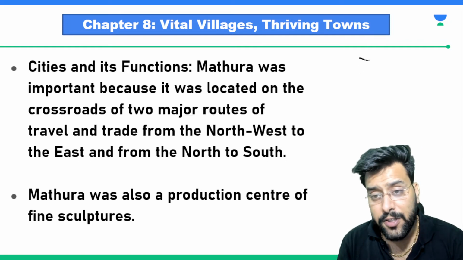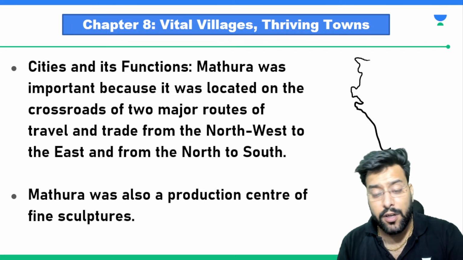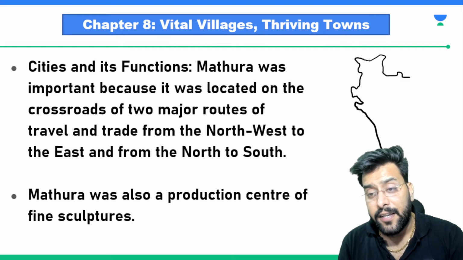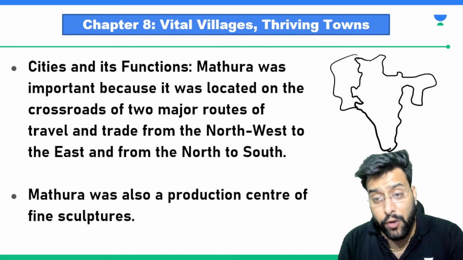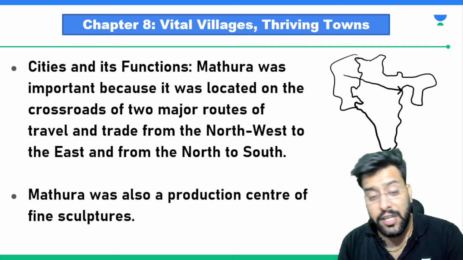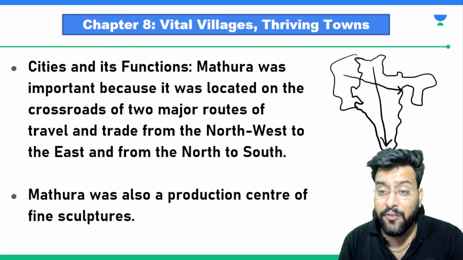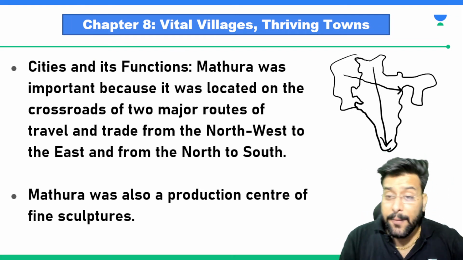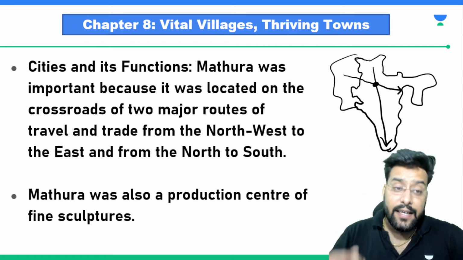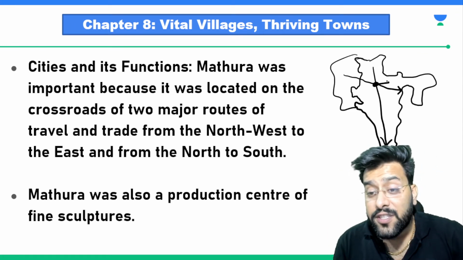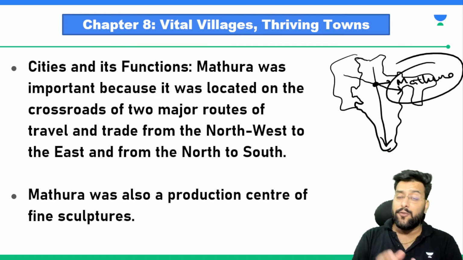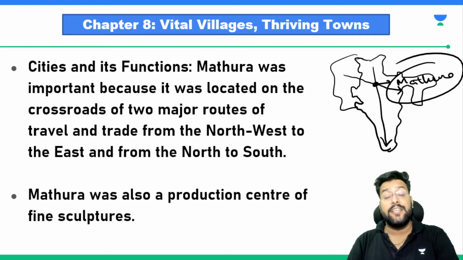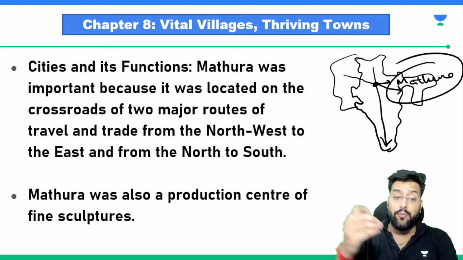I will try to explain with the help of a map. So this is present day India's map, but this entire region was part of India. So from northwest to east and from north to south, this way trade was taking place, and the confluence and the crossroad of these trade routes was an important city which was named Mathura. It was an important destination. One reason for its importance was it lay on the crossroad of both the trade routes.